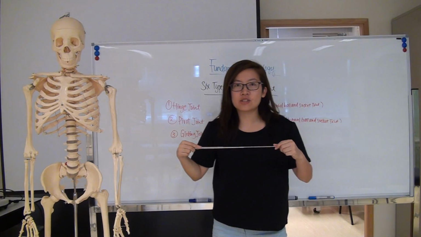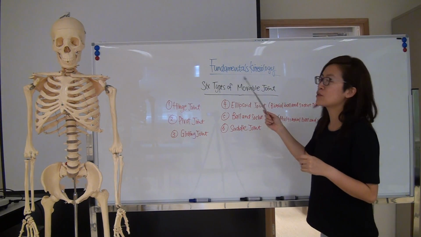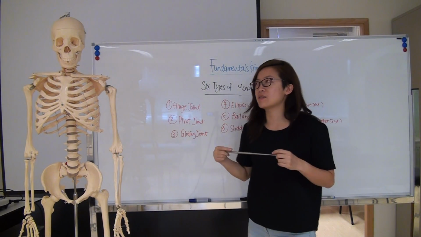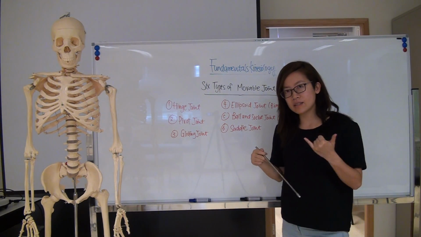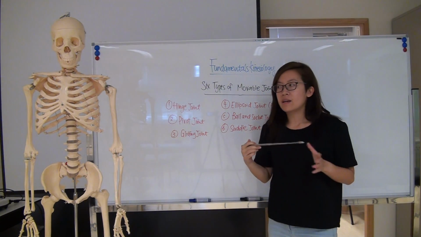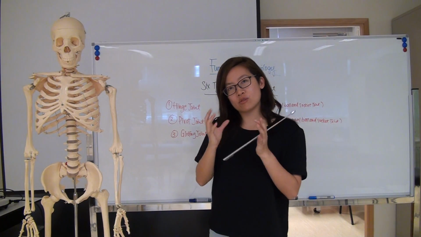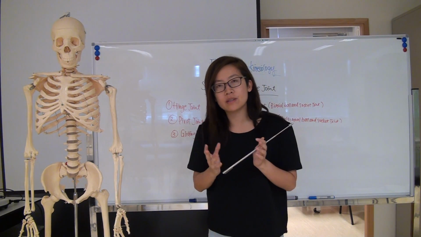Okay, so in this short video, I'm going to talk about fundamentals of kinesiology, and the topic is that there are 6 types of movable joint in our body, and with the different structure, it allows different types of movement.